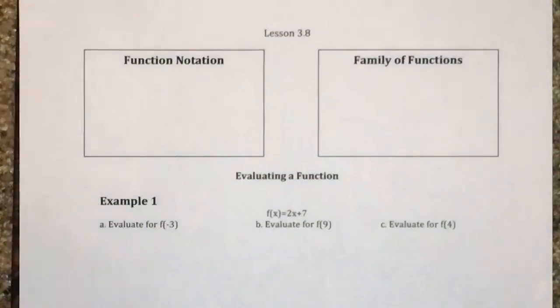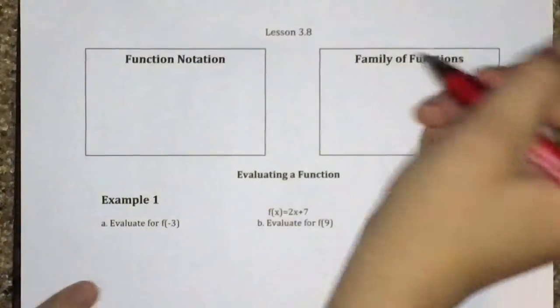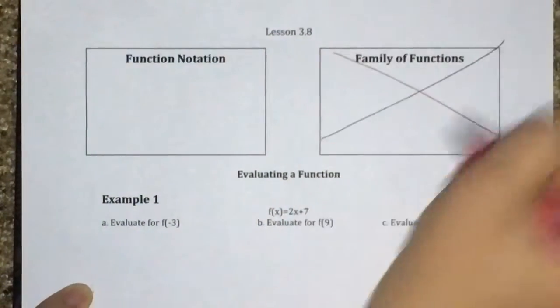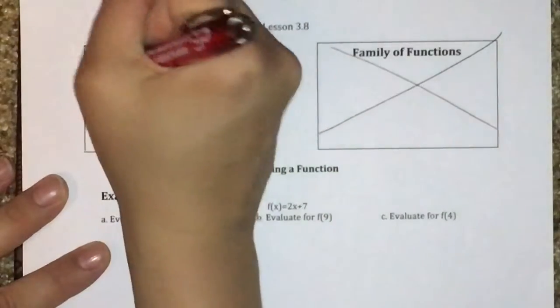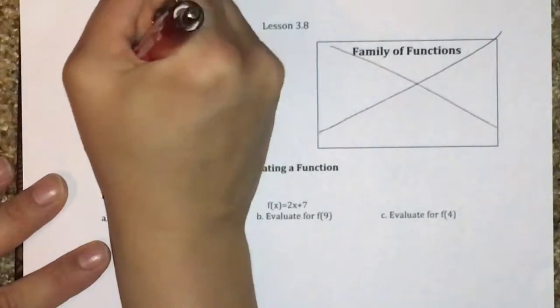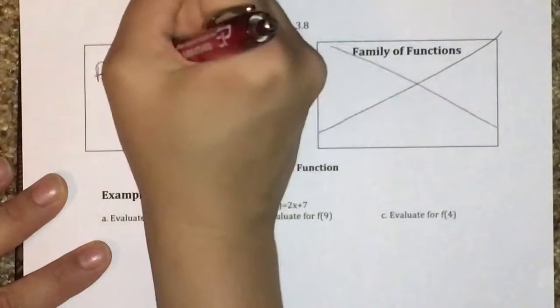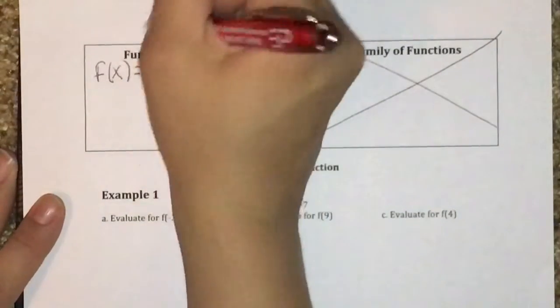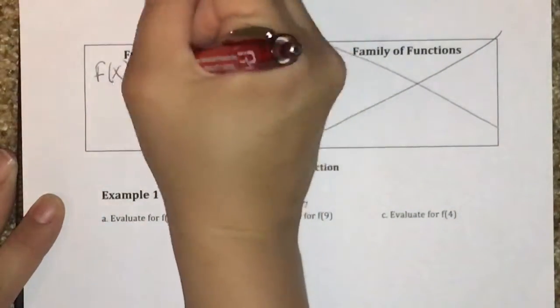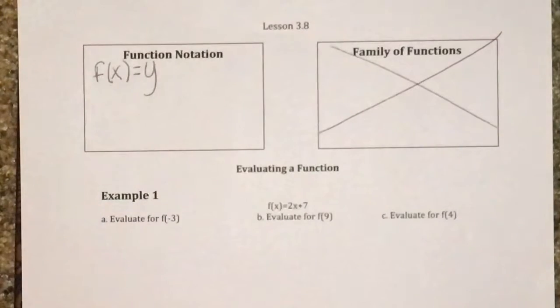Moving on to lesson 3.8. We are not going to talk about family of functions in this lesson, but we are going to talk about function notation. So a function can be written in terms of f of x. F of x is basically just another way to say y.